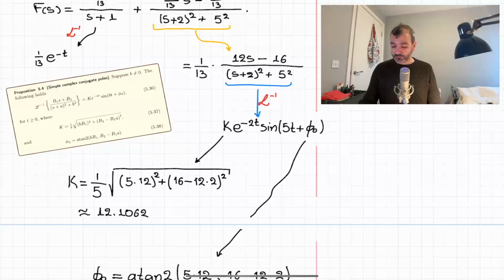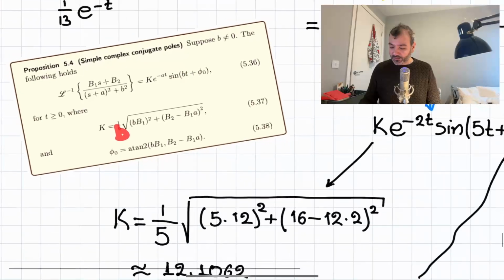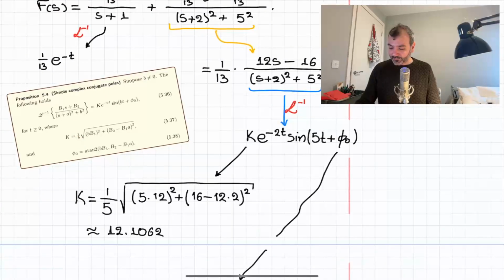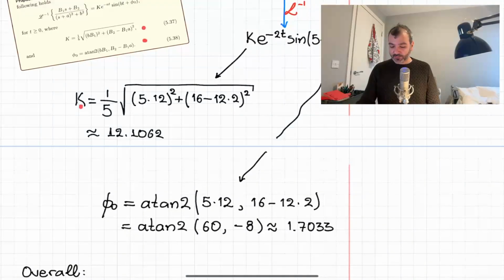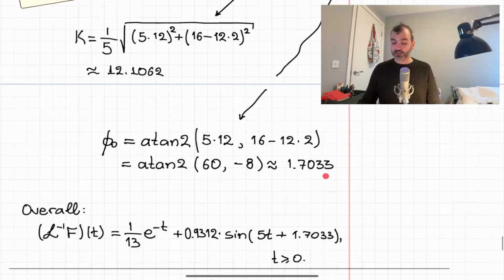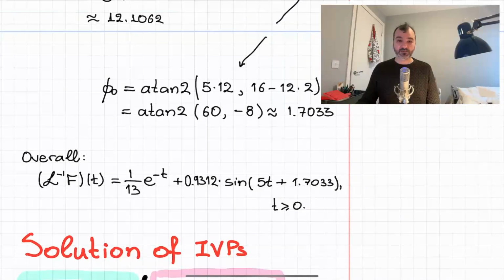So using these two formulas, I just plugged in the given constants. For example, you see here you have b squared, and this b shows up here and here and so on. This b in our case is 5, b equals 5. Or you see this s plus a squared, a is equal to 2 in this case. So using these formulas, we can determine that k is 12.1062 and phi naught is 1.7033. And overall, we have this inverse Laplace transform.